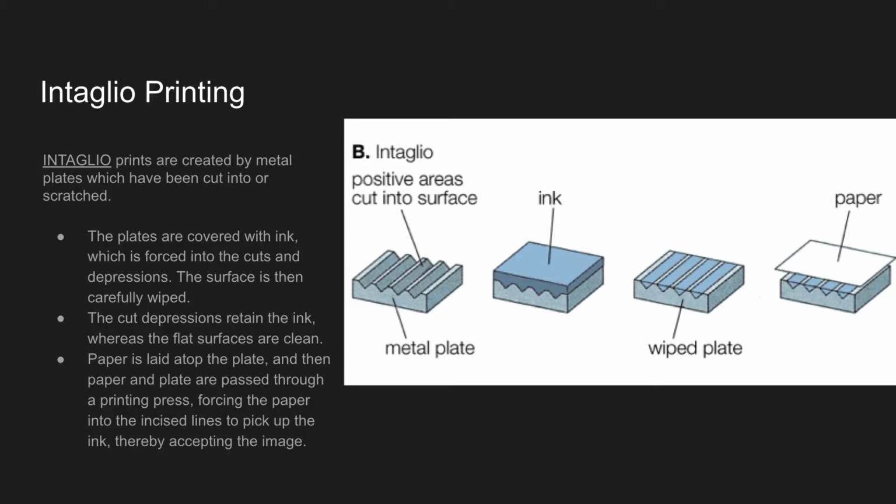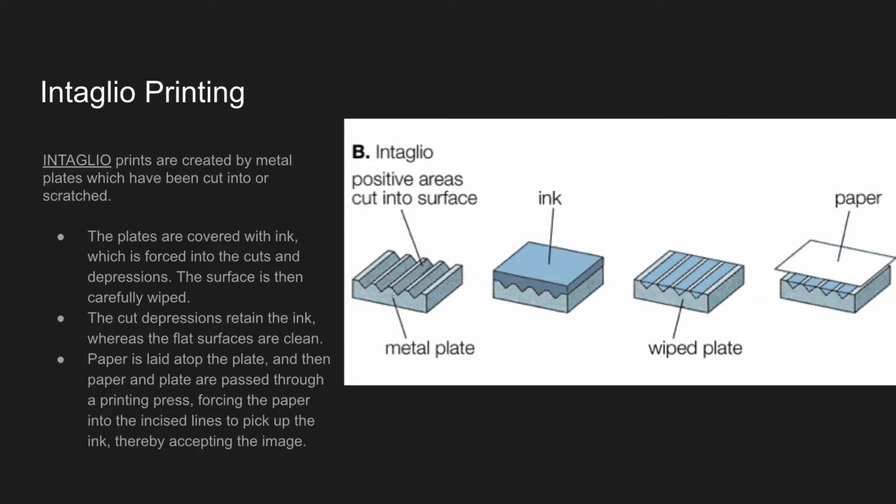In the intaglio process, plates are covered with ink, which is forced into cuts and depressions. The surface is then carefully wiped. So you have a metal plate, and then you're going to scratch the plate, and you're going to put ink on top of it. It's going to fill in the troughs that you scratch. And then you're going to wipe the ink off the plate, leaving ink inside the grooves. The cut depressions retain the ink, whereas the flat surfaces are clean.